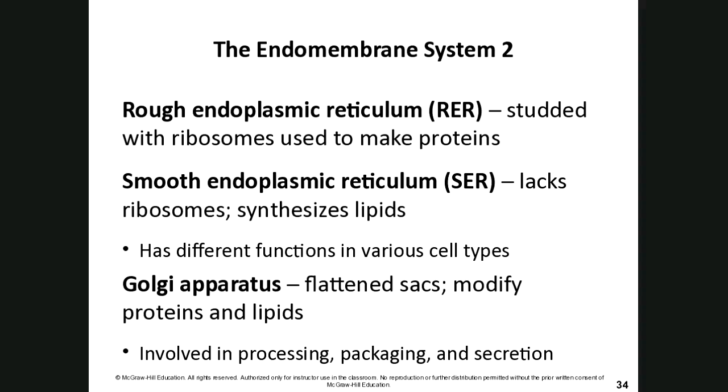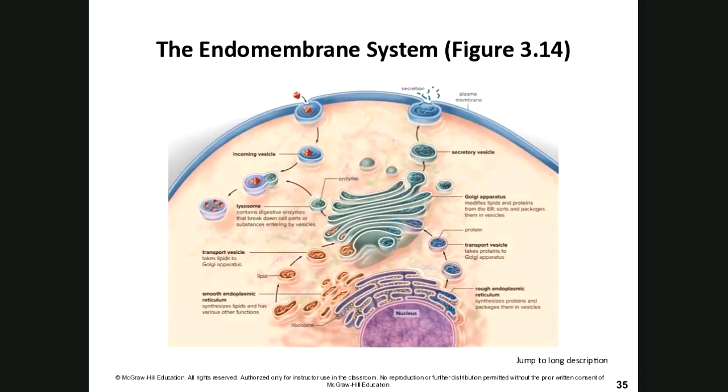There is a smooth endoplasmic reticulum. It does not have any ribosomes. Its job is to make the various lipids that are needed by the cell. The Golgi apparatus is a series of flattened sacs, and they take those proteins and those lipids, and they modify them, and repackage them, process them, and then they secrete them outside the body or send them to wherever they're supposed to go. So the rough ER, the smooth ER, the Golgi apparatus are like the big players in this endomembrane system. So here's a really cool picture that's showing all that good stuff happening.